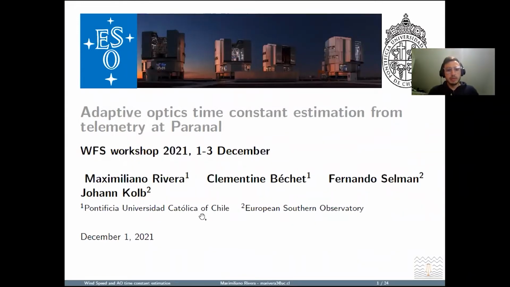I want to talk about the estimation of the adaptive optics time constant from telemetry data at the Paranal Observatory in the north of Chile.